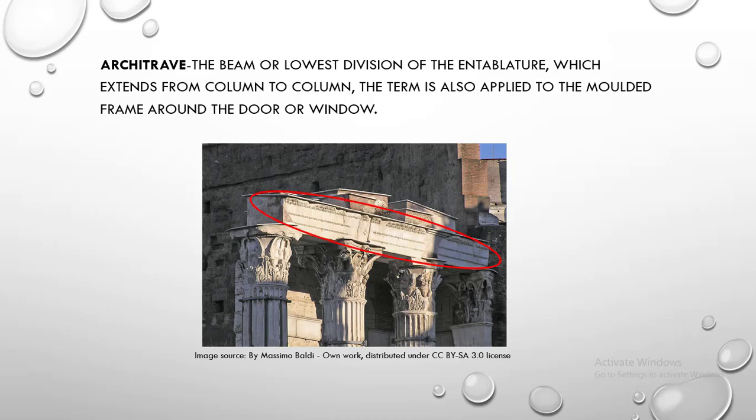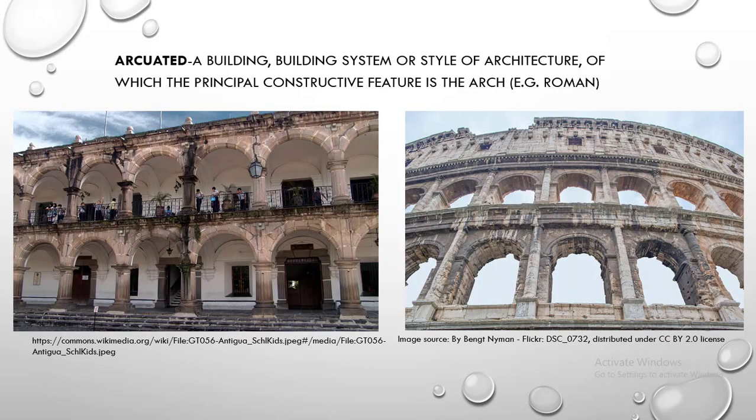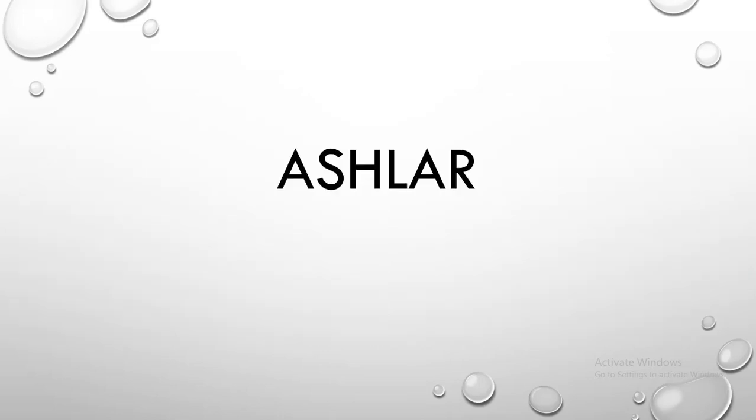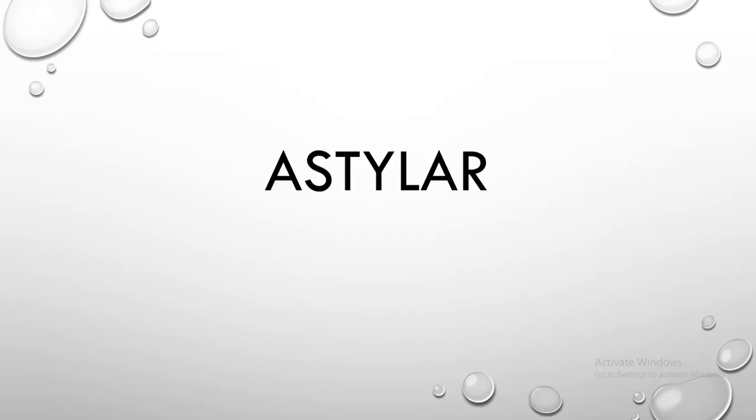The term is also applied to the molded frame around a door or window. Arcuate. Arcuate is a building system, or style of architecture, of which the principal constructive feature is the arch. Example: Roman. Ashlar. Ashlar is masonry of smooth squared stones in regular courses.